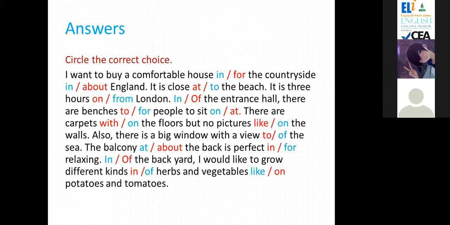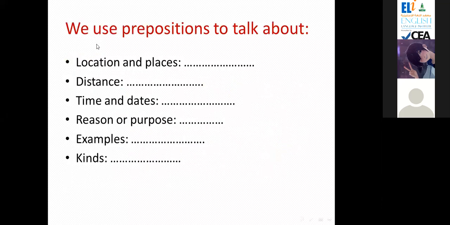So from this text, we can use prepositions to talk about location and places. What did we use for location and places? What did we use for distance? With the time and date. Reasons or purpose. Good. Good job. Examples and kinds.